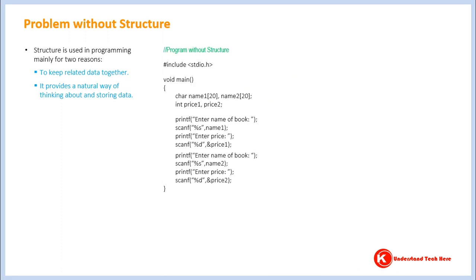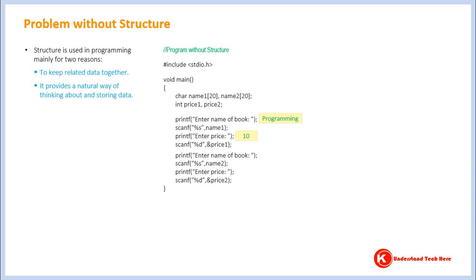Here we want to store name and price of two books. It's asking us to enter name of book. Let's say the name of book is programming. We have stored that in variable name1. It's asking us to enter price. Let's say the price is $10. We have stored that in variable price1.